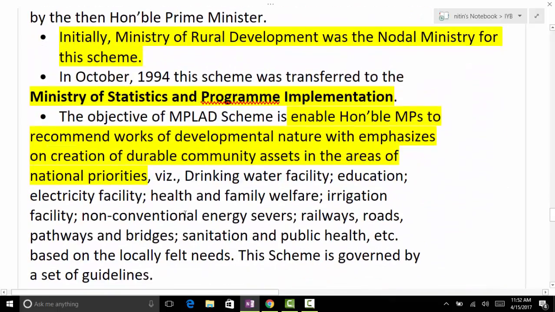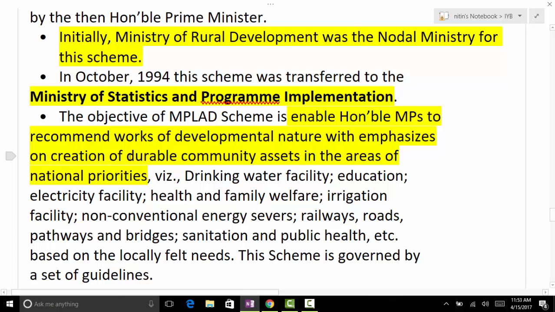Okay, the main features of the MPLADS scheme. Abhishek, tell me. Firstly, the MP recommends the work, and the state authority implements it. Under which ministry does it come? Ministry of Statistics and Programme Implementation. Then 5 crore per annum. MPs from Lok Sabha can recommend in their constituency, and Rajya Sabha MPs in the state, and nominated members can recommend anywhere in the country.